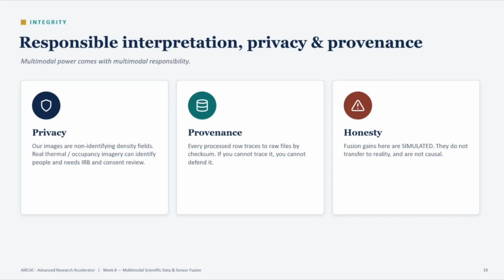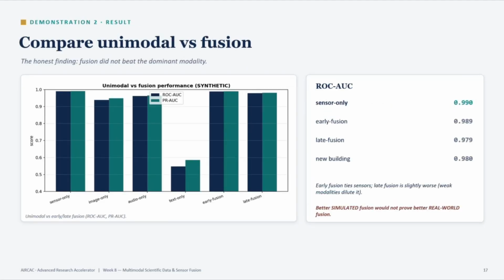And third, honesty. Today, fusion did not beat the sensor-only model, as we saw here. As I explained, the sensor-only model gives us almost the same results as early fusion. So why are we using early fusion if we can use only the sensors that we have? We never force the model to provide good results. We need to be honest with ourselves.